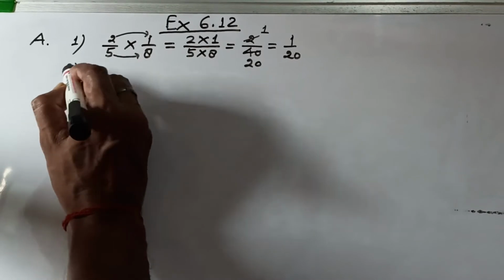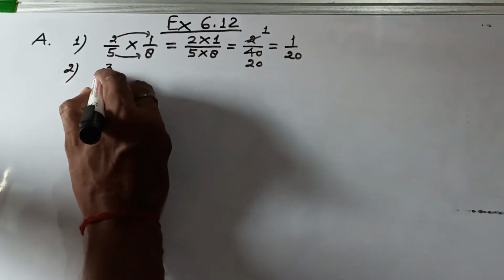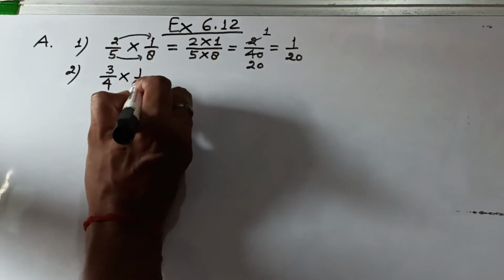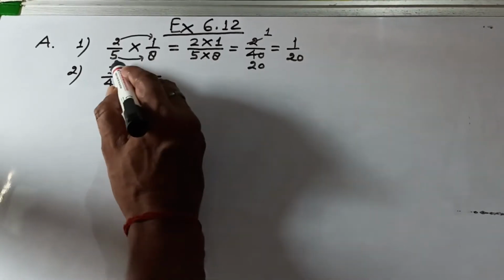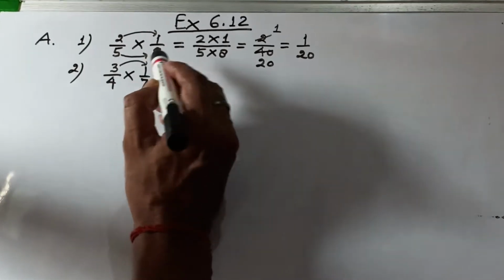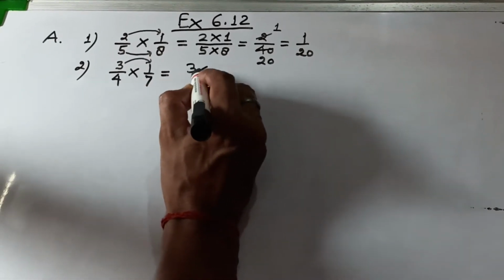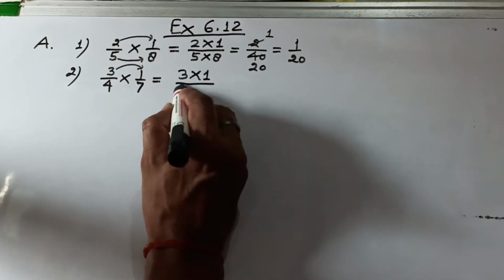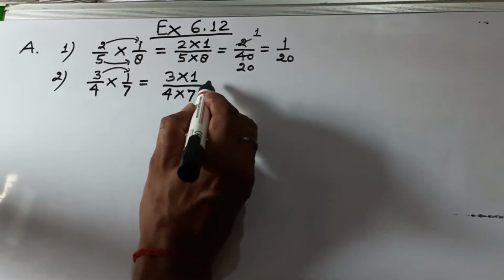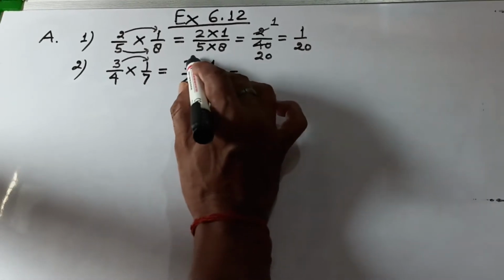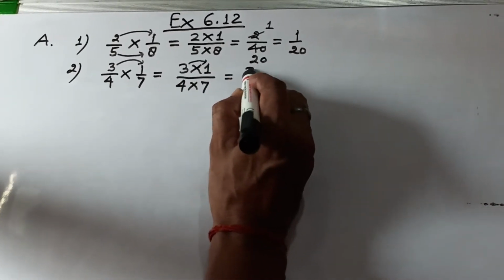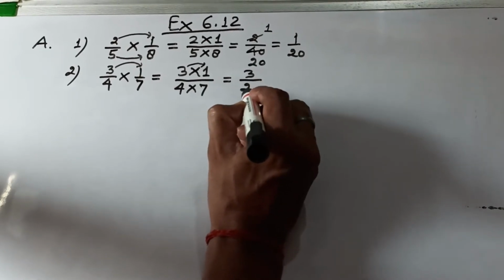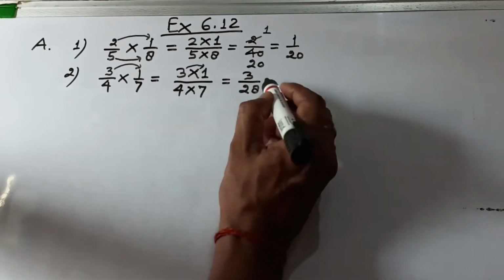Second, 3 by 4 into 1 by 7. Similarly, multiply numerator with numerator, 3 into 1 upon 4 into 7. So it is 3 1s are 3 upon 4 7s are 28. So this is your answer.